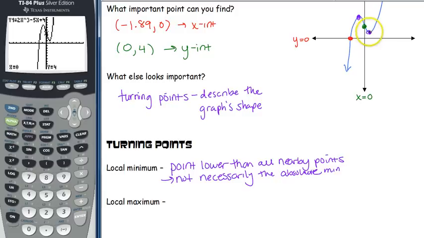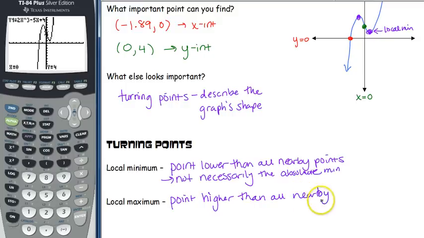So when we look at our graph, this would be our local min. That's the lowest value, but it's not the absolute min because my graph is continuing down forever and ever. Our local max is the point that is higher than all nearby points. And the same thing is true here. It's not necessarily the absolute max.